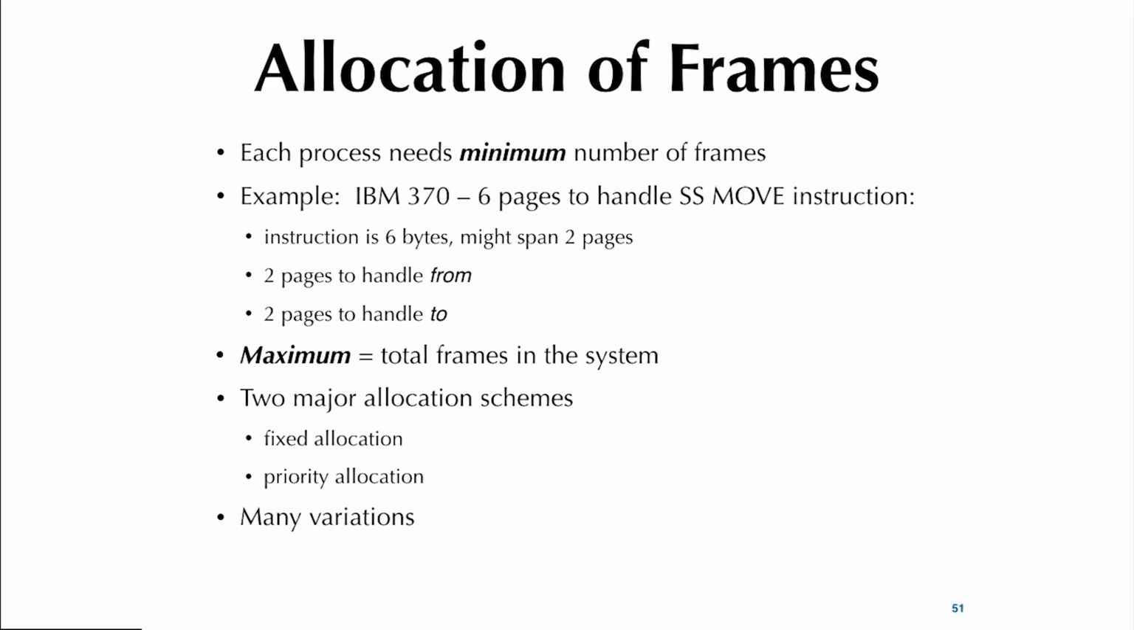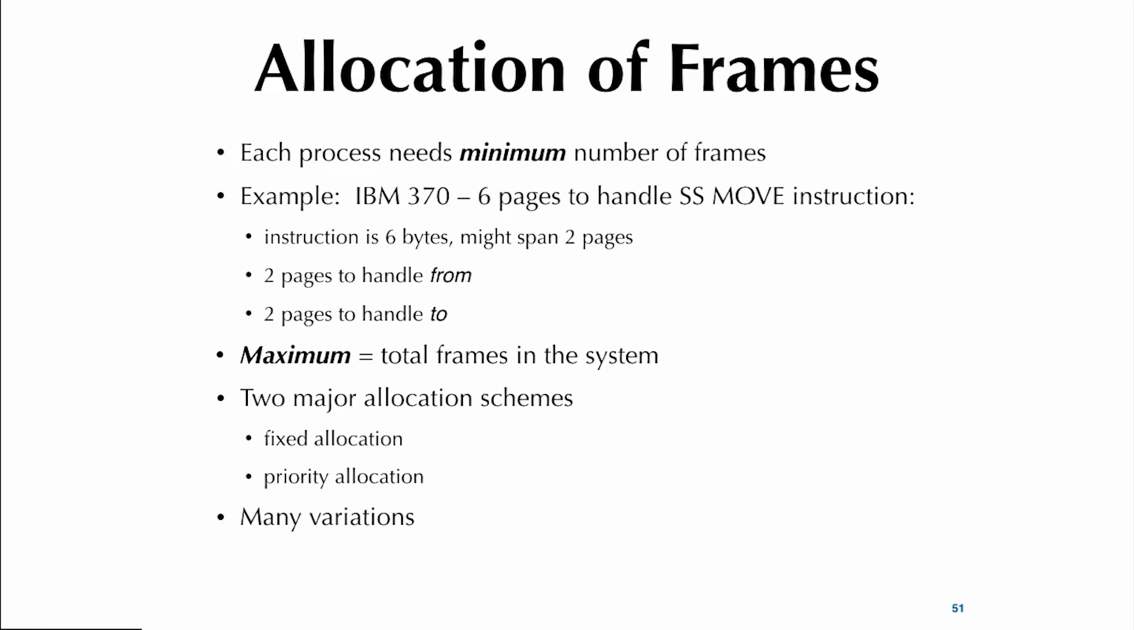And even if you have a fixed number of frames per process, do you assign an equal number of frames? So every process gets 20 frames, or you assign a variable number. Maybe some process gets 5 frames, some gets 200 frames. What's the right thing to do? Right? So those fall under the scope of the allocation of frames.